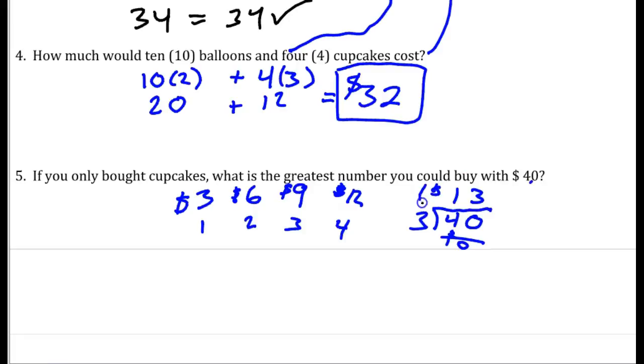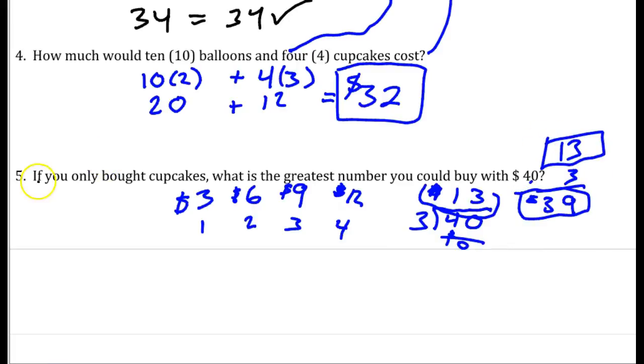So yeah, it's true. We can buy 13 cupcakes at $3 a piece, and 13 cupcakes at $3 a piece would be $39. So I don't go over $40 and I get as many as possible. I only have $1 left over, which I can't get another cupcake with. So I know I got the greatest number of cupcakes possible, and I didn't go over $40. So you can just do a little division, or any method you want. Okay, you can buy 13 cupcakes.